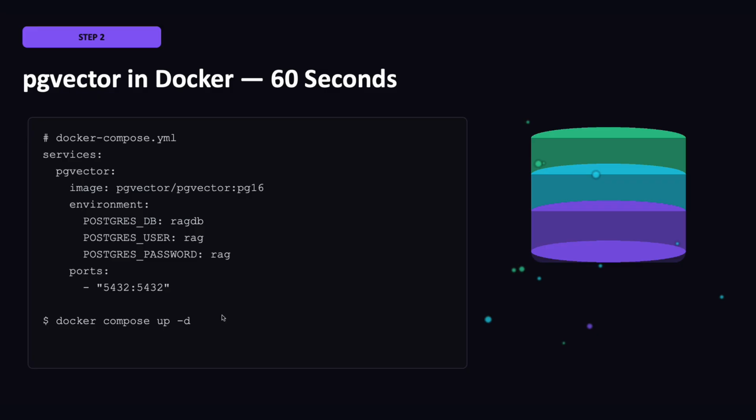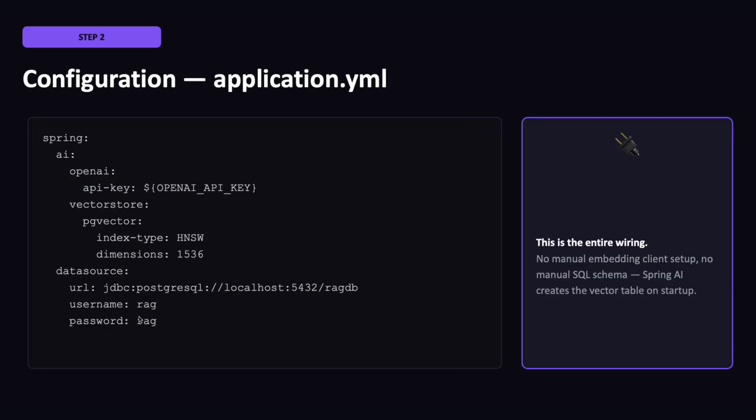So here is the command I mentioned. You can just go through it, you can run it, and then the next part is the configuration part. That is, we are doing an application.yml file. This is the entire configuration: your API key, the vector store settings, and the database connection. So here I have added placeholders. You can just go create an API key, and you can set it in your environment variables, as I have shown in the first video.